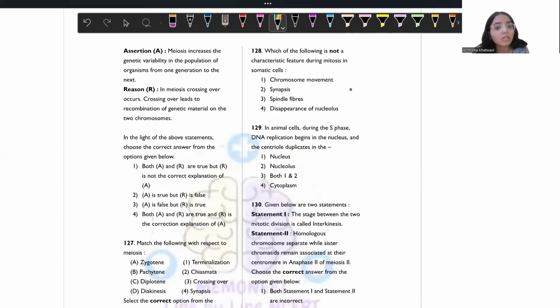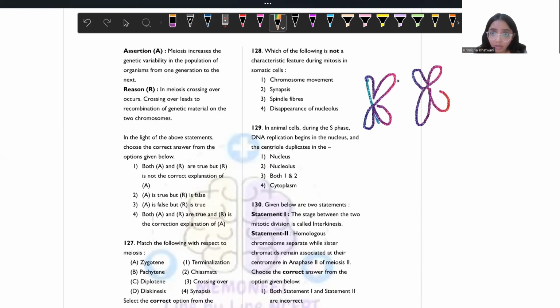Assertion says meiosis increases genetic variability. We also know that meiosis increases genetic variability. Why? Because in meiosis, we have crossing over occurring. So what is crossing over? In crossing over, there is exchange of genetic material. One piece of the chromosome will go here and this piece will come here. This is known as crossing over. There is exchange of genetic material between homologous chromosomes.